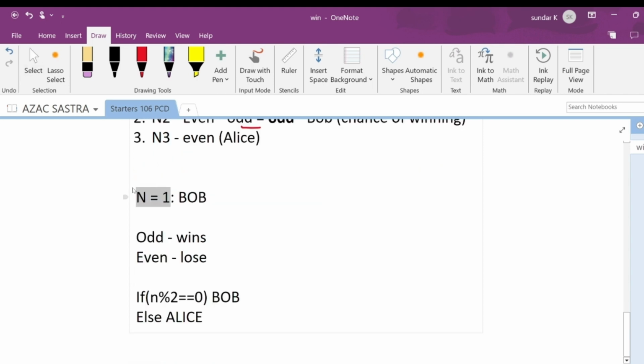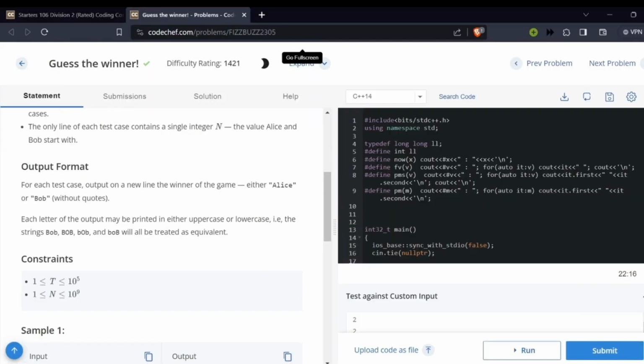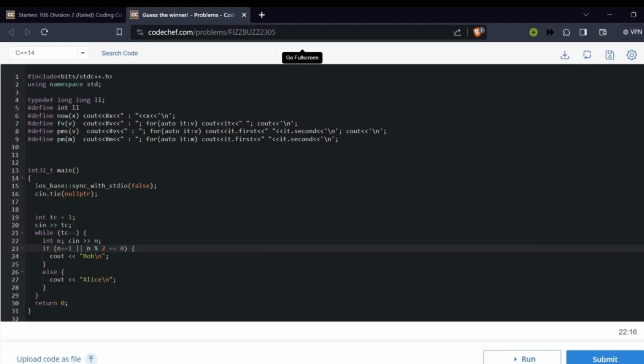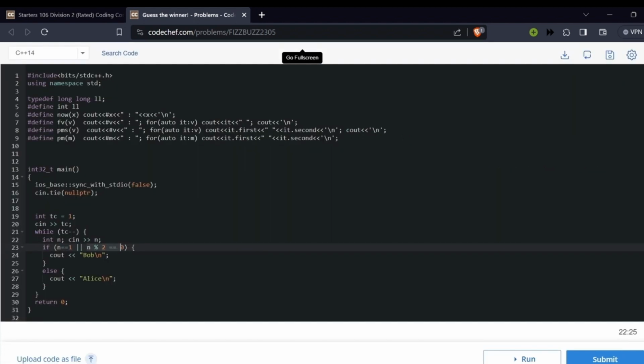And even in this case, as Alice will be losing, we'll make the if condition n equals 1 or n is an even number. So in the case of n being 1 or n being even, Bob will be winning. Otherwise, Alice will be winning. That's exactly what I have done over here. If n is equal to 1 or n is an even number, then Bob will win. Otherwise, Alice will win.